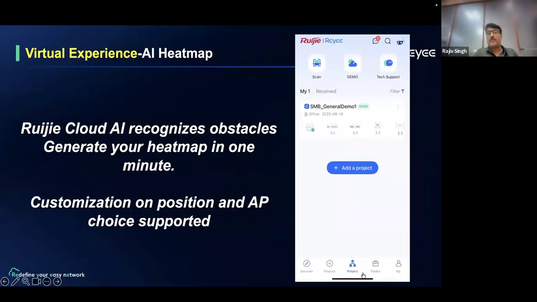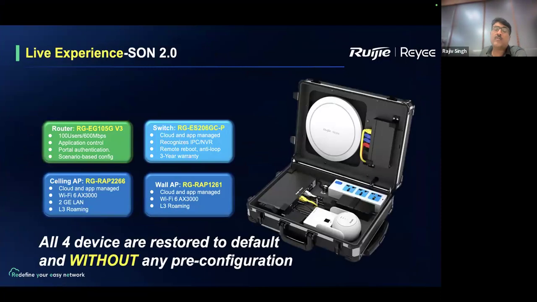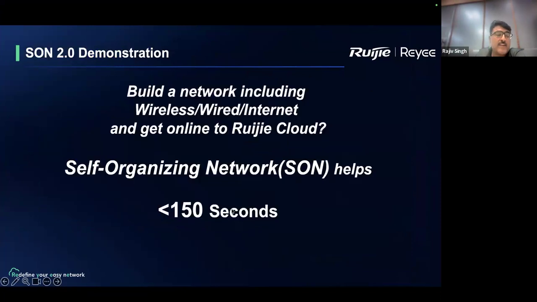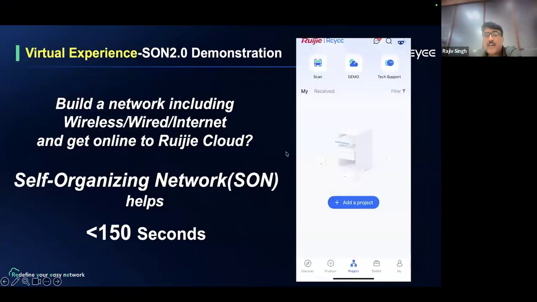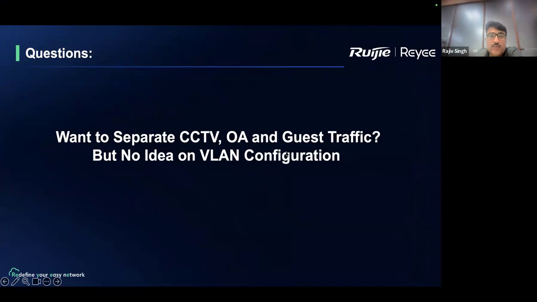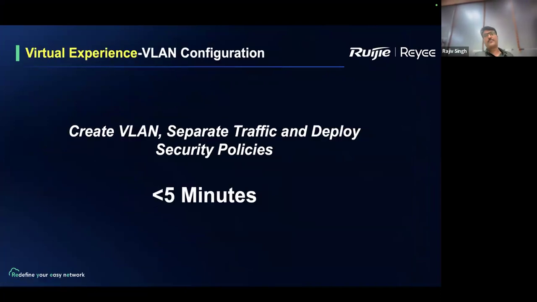So we discussed heat map, how you can create a heat map, and after creating the heat map, how easily you can configure with SON. This is the device. All 4 devices are restored to default and without any pre-configuration. This device you can configure in less than 3 minutes; all the devices can get configured. And how SON gets configured, I have already shown you. Now the VLAN part: I showed you the guest VLAN separated and the CCTV VLAN separated.